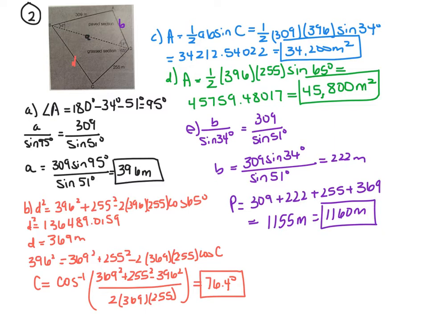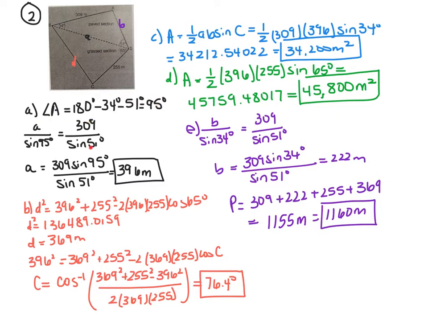To do that, we have an angle-side triangle, so I know I can use law of sines, but since I want this side, I need its opposite angle, angle A. So I found angle A, which is 180 degrees minus the two angles 34 and 51 that we know. So this angle A is 95 degrees.